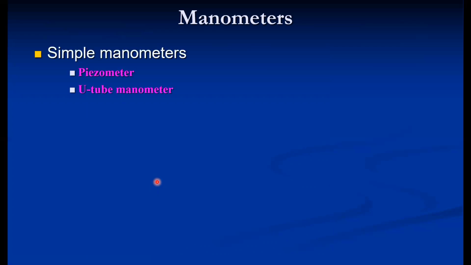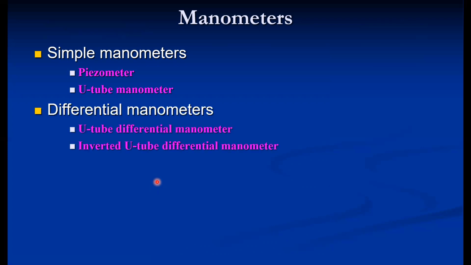So this is about different terminologies of pressures. In order to measure these pressures, different devices are used. One of the basic devices is called the manometer. Manometers may be classified as simple manometers. In simple manometers, there are two types, piezometer and U-tube manometer. And the differential manometer, where we have to measure the pressure difference between two points. In differential manometers, there are two types, U-tube differential manometer and inverted U-tube differential manometer.